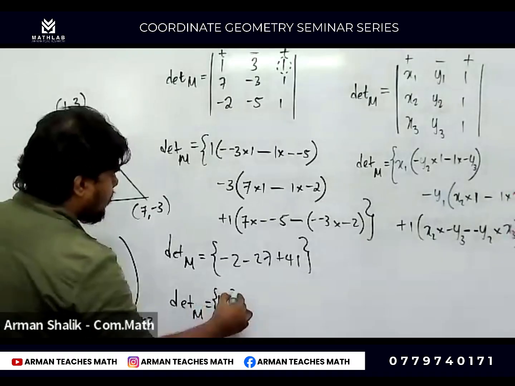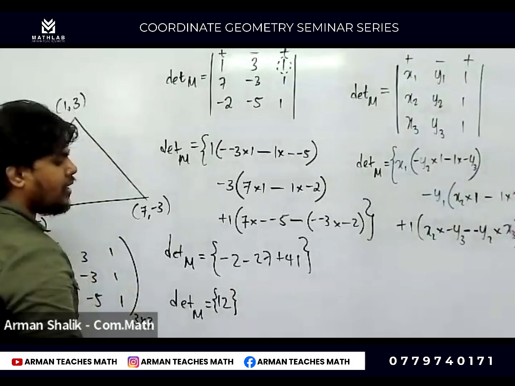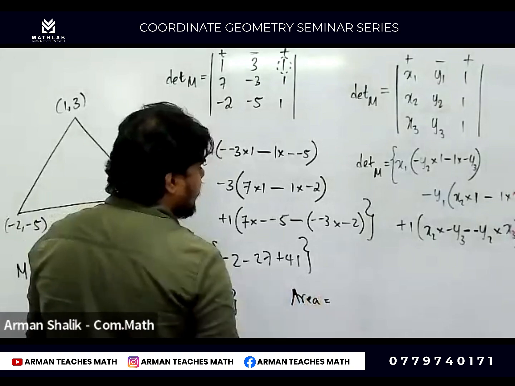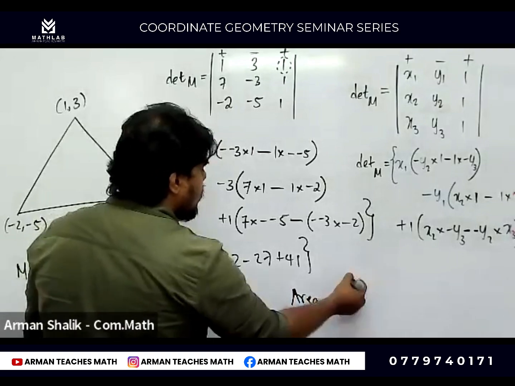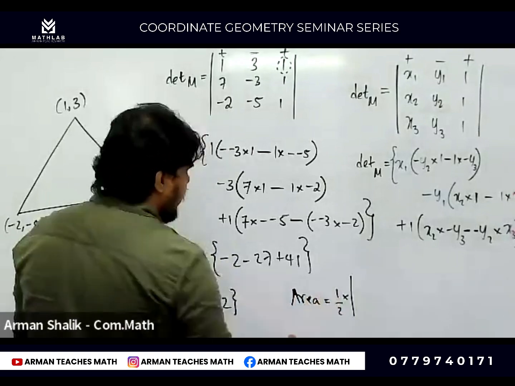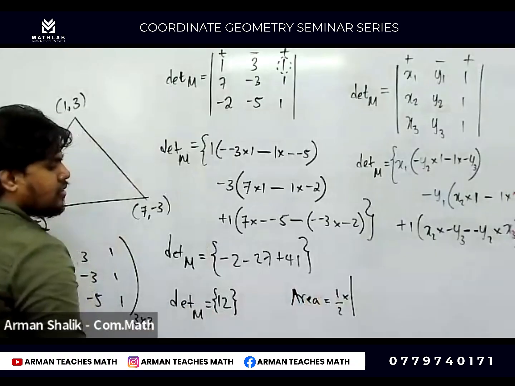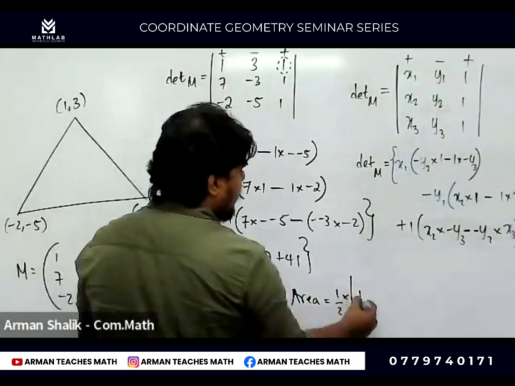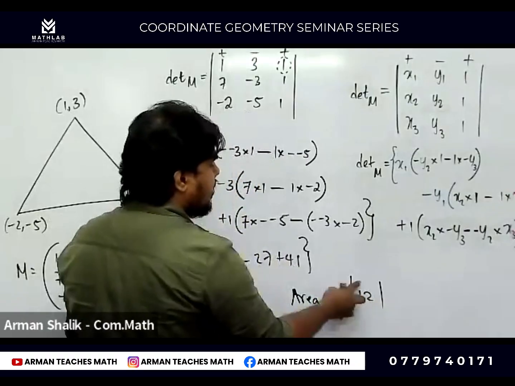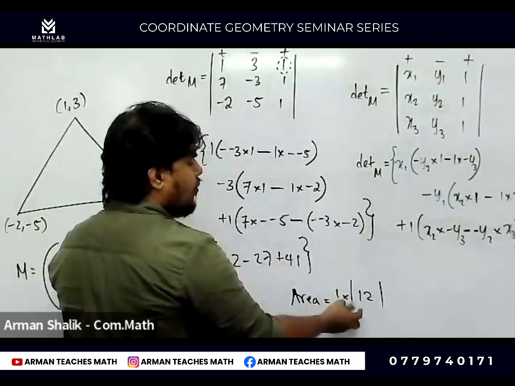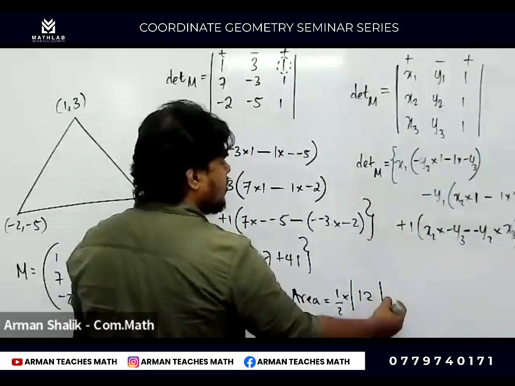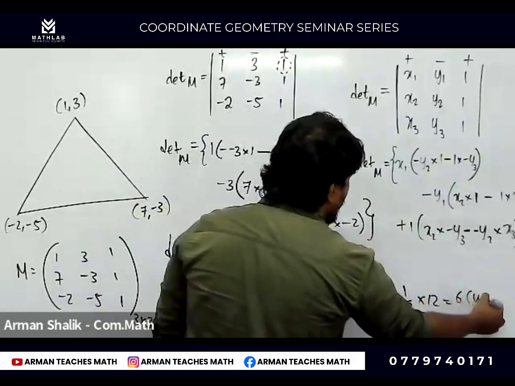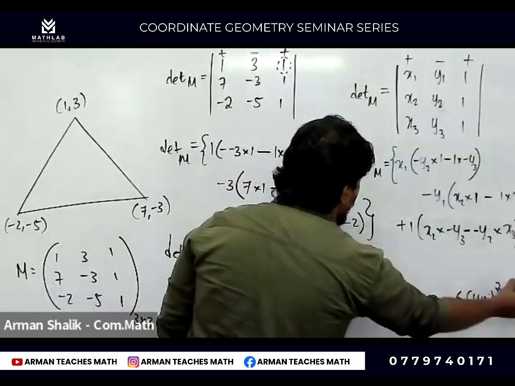Plus 12 you have to put inside these brackets. Now the area of the triangle. What is the area of the triangle? Half into modulus of the determinant of the matrix created by the vertices of the triangle. Determinant of the matrix is 12. Modulus of the determinant, minus 12 or plus 12, and plus 12 is already plus 12. So this is half times 12. This is 6 units square.